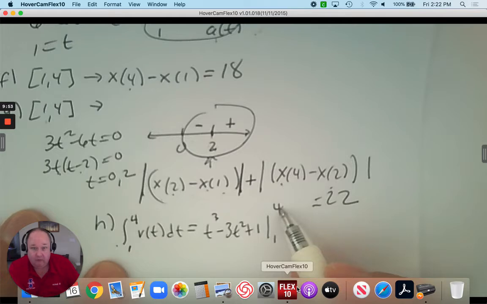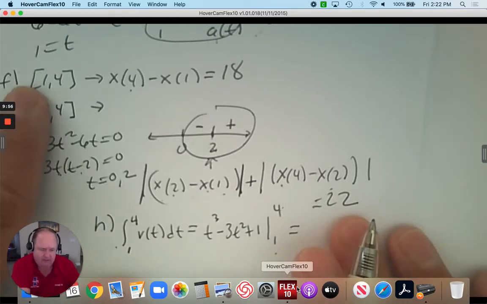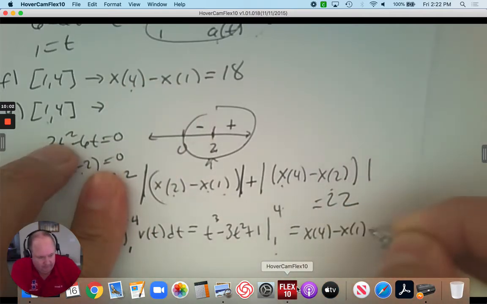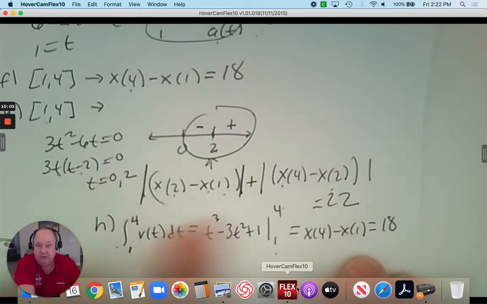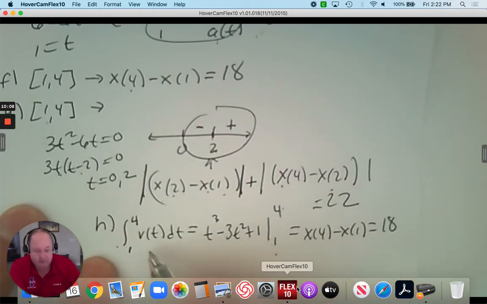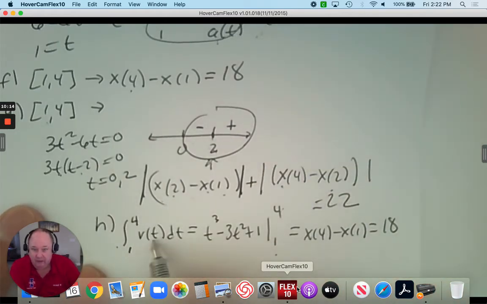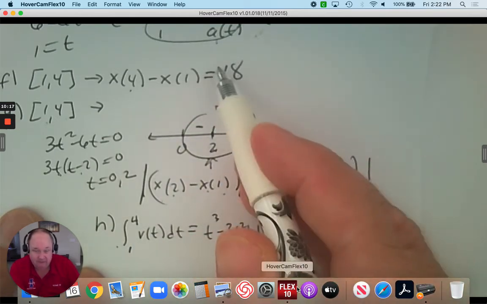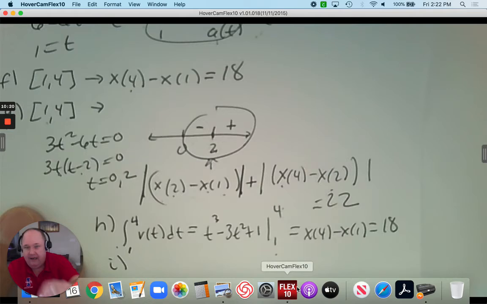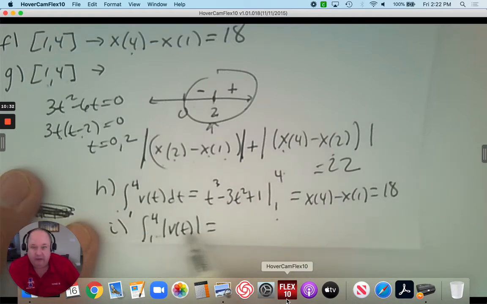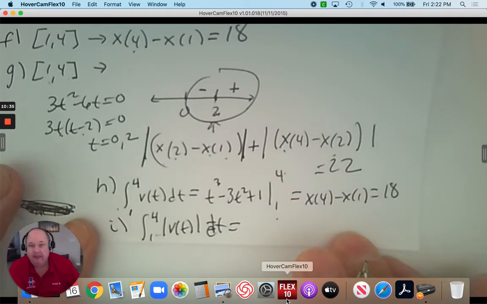So then I would plug in 4, and then I would plug in 1 and subtract. And we already did that work for f, right? That's exactly what that is. So it equals 18. So it says, what do you notice? That when you integrate velocity, that's the same as displacement. So integrating the velocity gives you displacement. And then I said, how about that last part, I, what does that give you? Use your calculator and do the absolute value of that and see what answer you get.